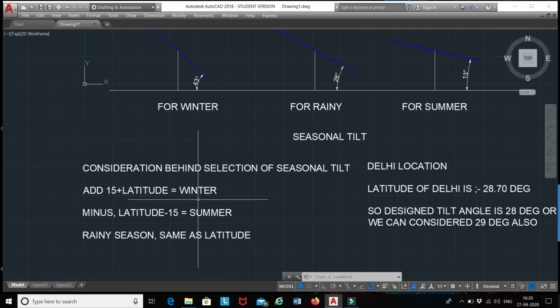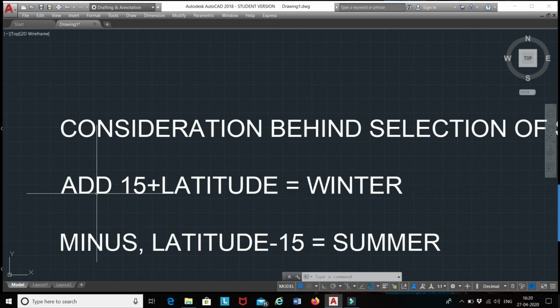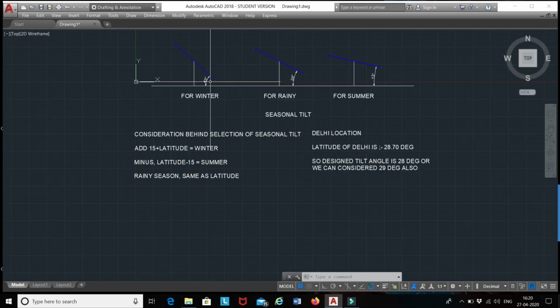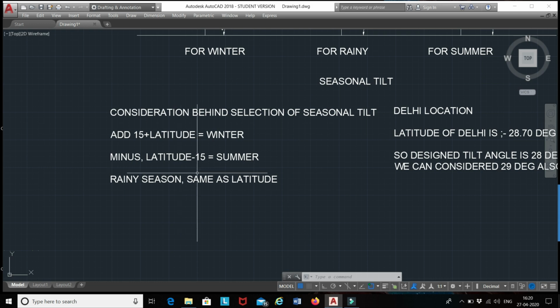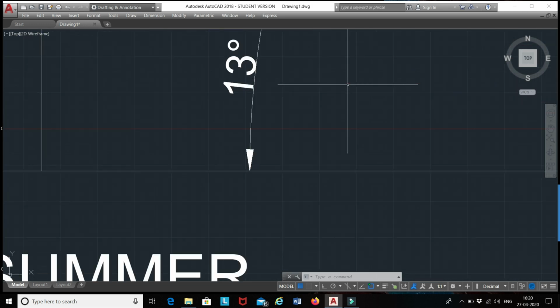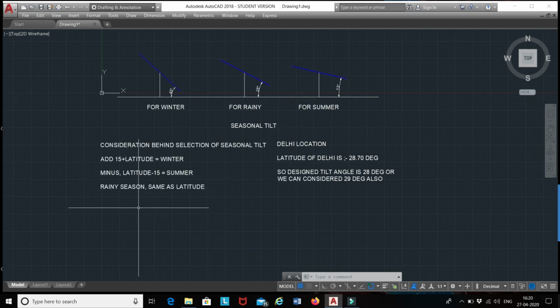If you want to design the seasonal tilt angle for the winter location, then we add 15 degrees to the latitude. The angle will come around 43 degrees. And if you want to design the tilt angle for summer, then we subtract 15 degrees from the latitude and we get 13 degrees for summer. And for the rainy season, the tilt angle is always the same as the latitude.